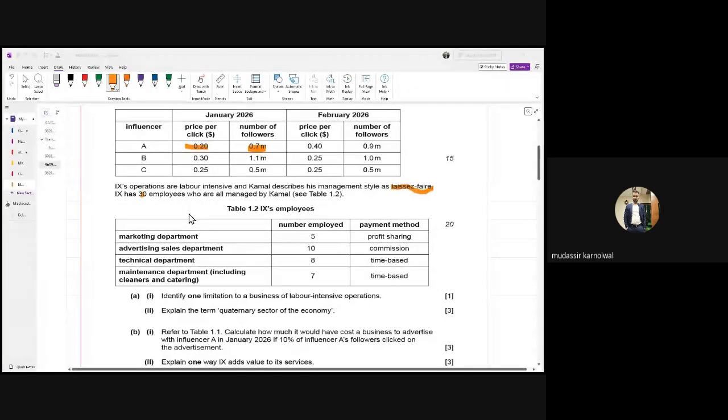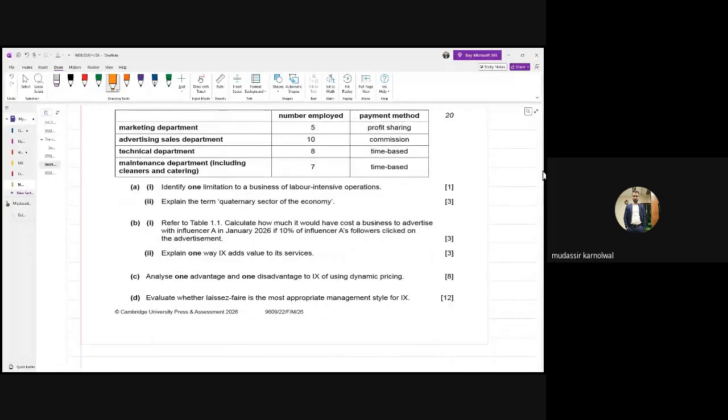Now C part. In C part, they are asking about the advantage of dynamic pricing. Analyze one advantage and one disadvantage to IX of using dynamic pricing. Okay, one very important misconception of the people: in an 8 marker, you are not supposed to explain the thing. You are not required to explain dynamic pricing first. Yet, if you do, there is no problem in doing that. But do not think it is necessary. Okay? It is not necessary. It is not required.